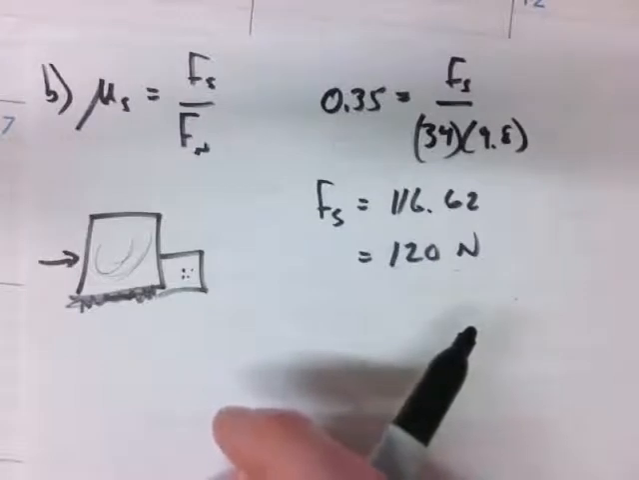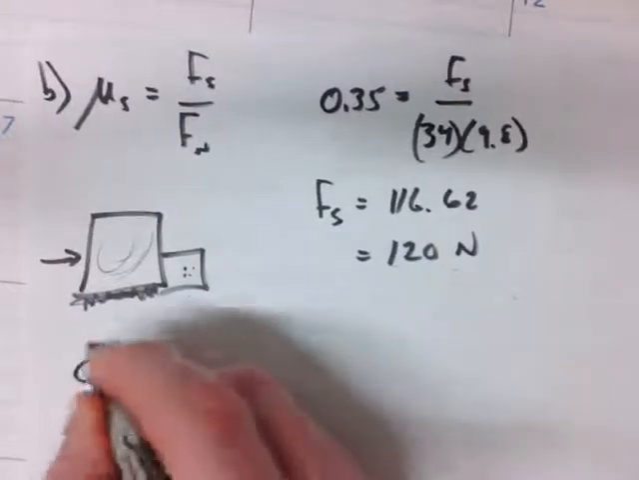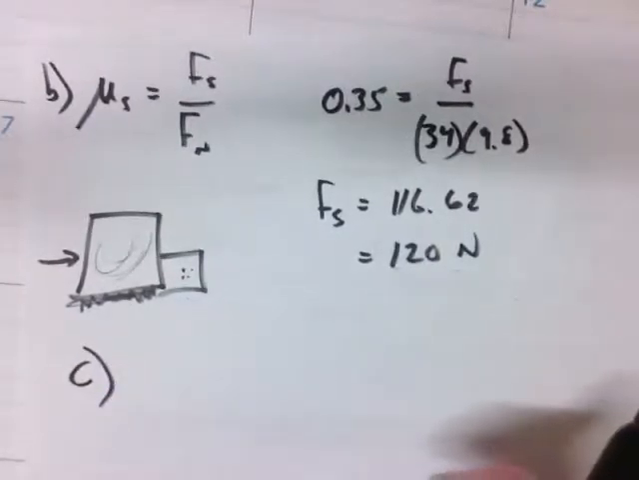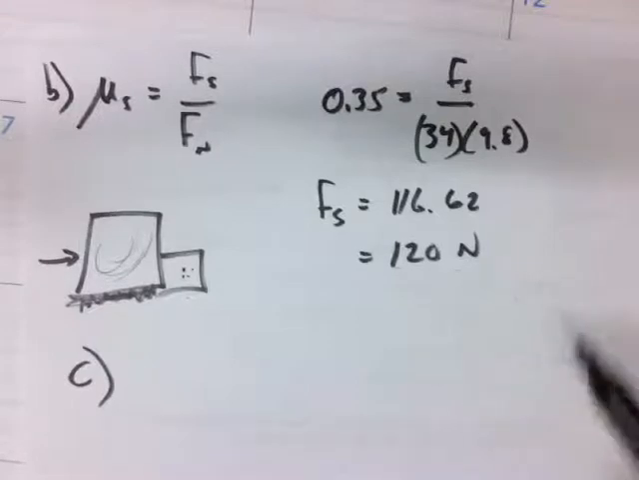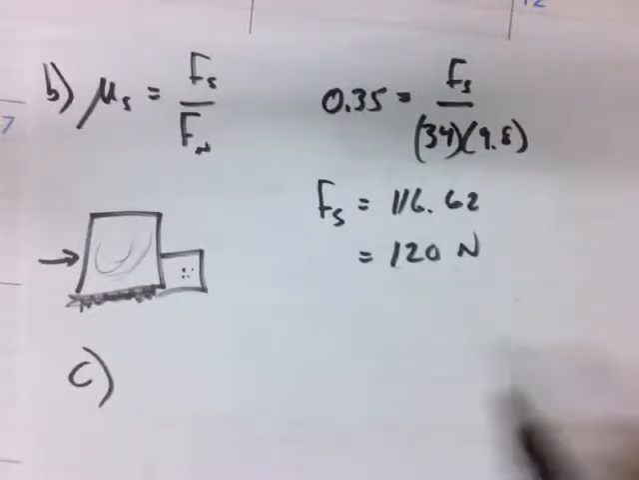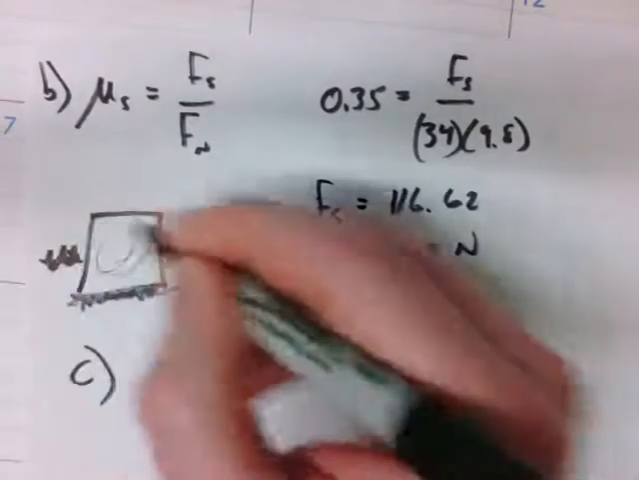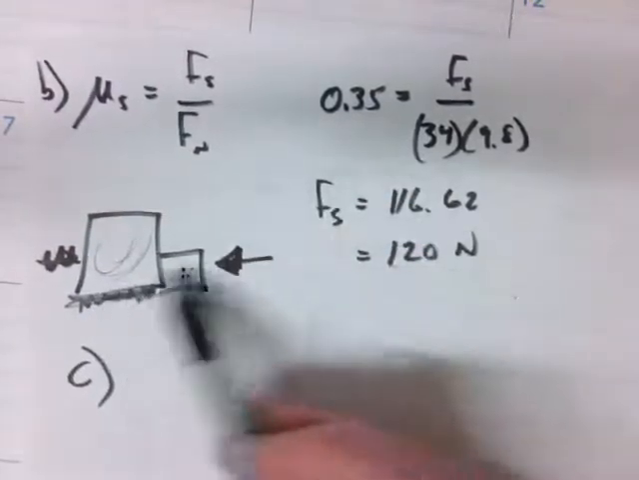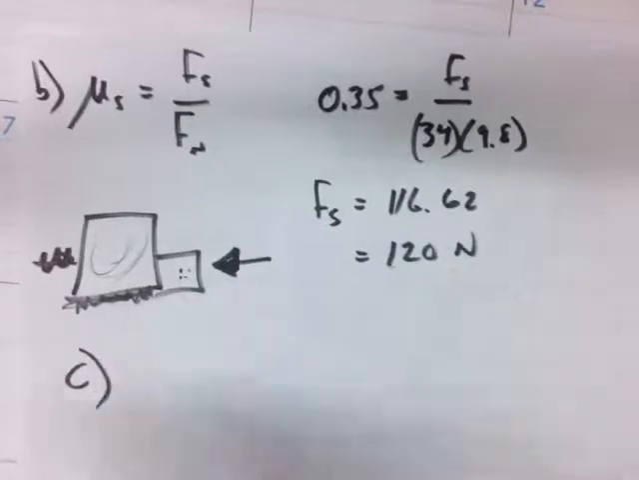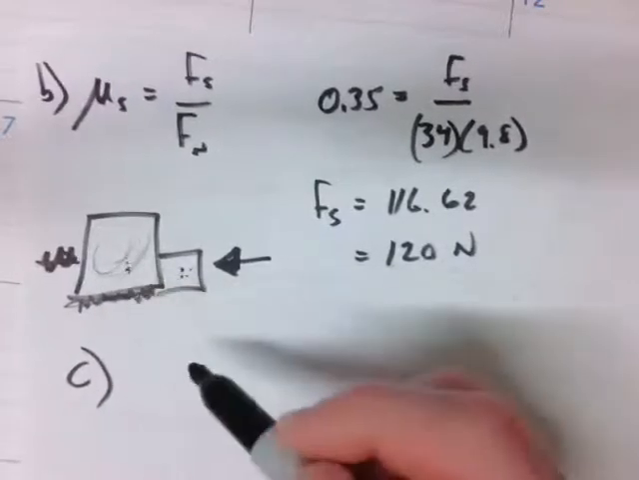Part C, would either answer change if the person pushed in the opposite direction on the smaller trunk? Our part A, the total amount, no. The total amount's not going to change. So let's say we're pushing this way. The total amount of force would not change. But the amount of force being applied to the bigger one, yes.